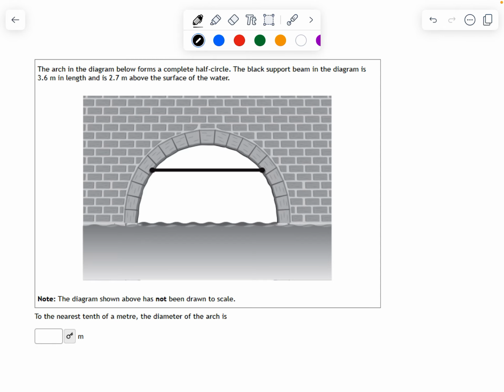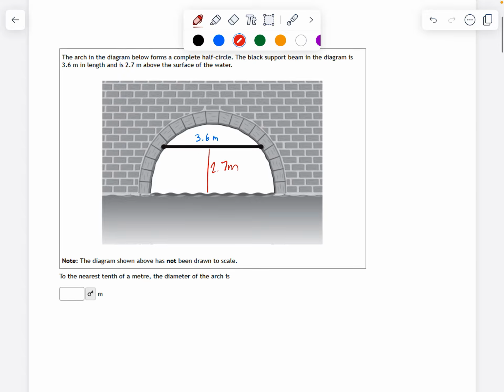So the problem we're looking at here is a bit of a word problem, but it's not too scary. We have a semicircle forming from an arch, and then we have a black support beam within this semicircle that we know is a length of 3.6 meters. And that bar is 2.7 meters distance from the surface of the water. All right. So when we're looking at this, our goal, before we worry about any other measurements, is that we're looking for the diameter of the arch.